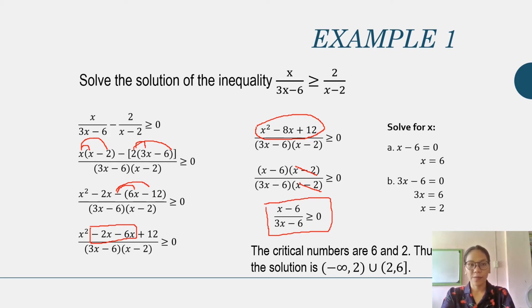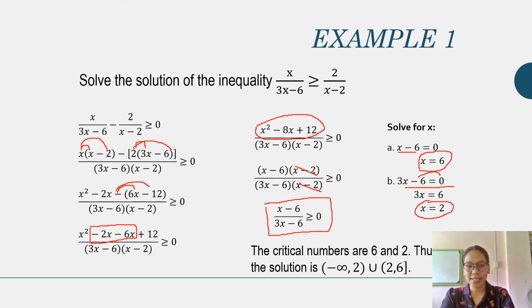So now we can solve for our x. First we're going to solve for the zero of our numerator, that is x minus 6 equal to 0. So we have x is equal to 6. After that, we have 3x minus 6, that is the zero for our denominator. So we have 3x minus 6 is equal to 0. Transpose natin yung 6 sa right side. So, we have 3x equals 6. Divide the whole expression by 3. So, we have 6 divided by 3, that is equal to 2. So, this will be our critical number. We have here our critical numbers 6 and 2.